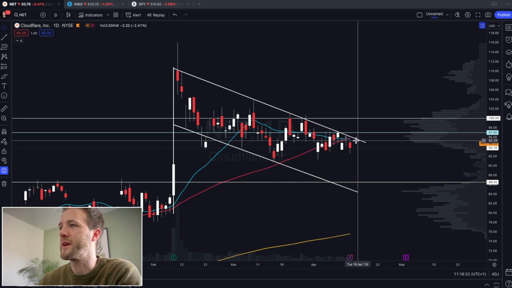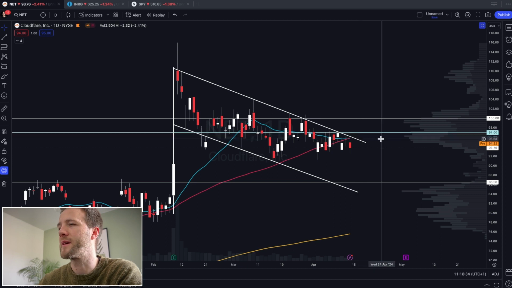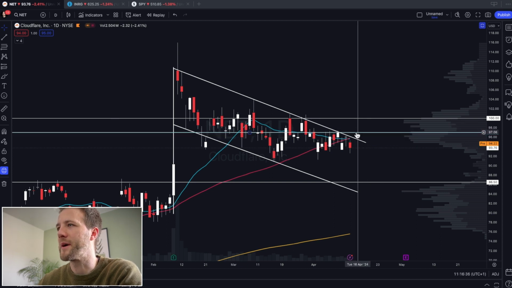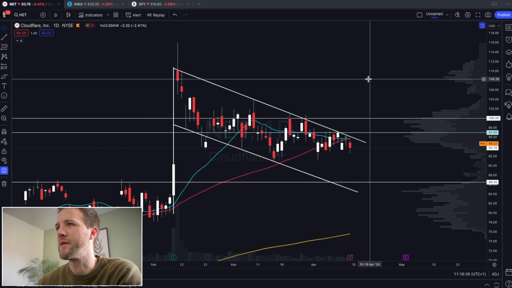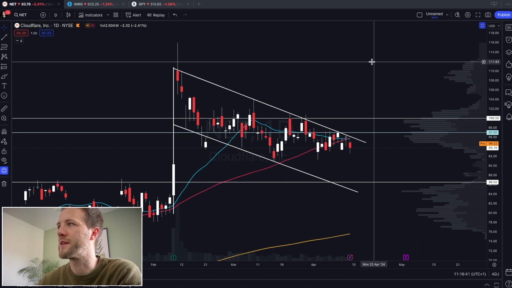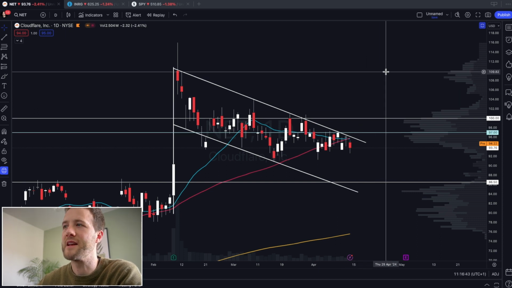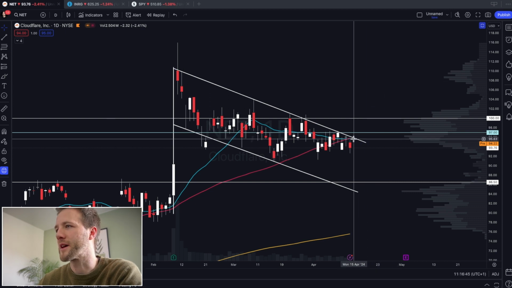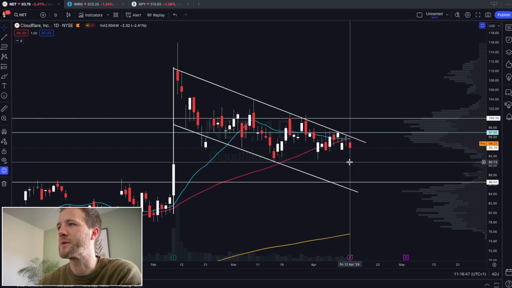My entry point here would be just above the $97 level mark. If we can get above that, maybe come back down and retest 97, then make a move higher and back up to these levels of 111, which represents about 10-11%. But likewise, if we do come back down, my stop loss would be just below here.